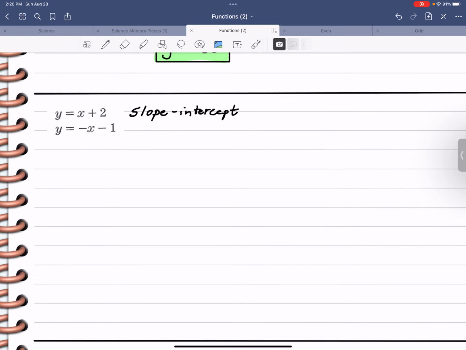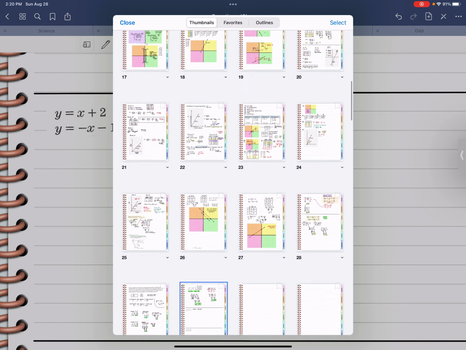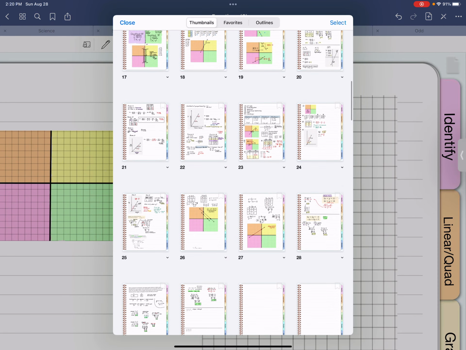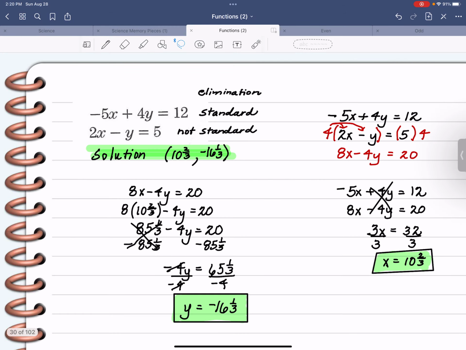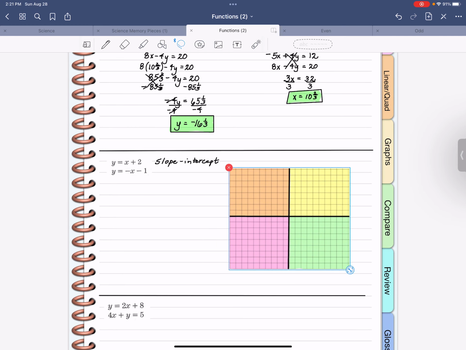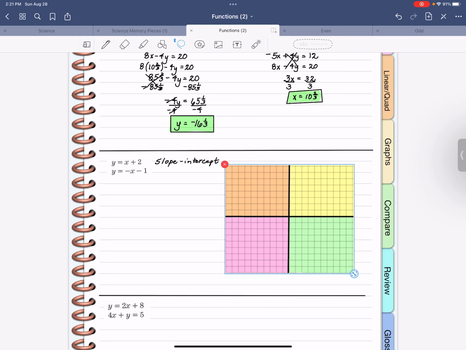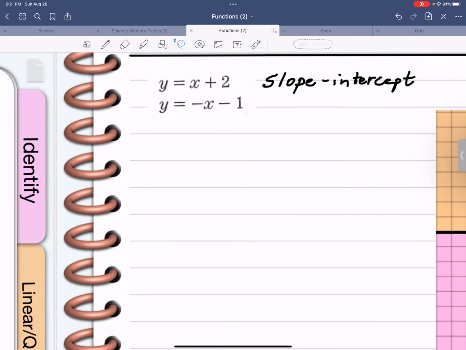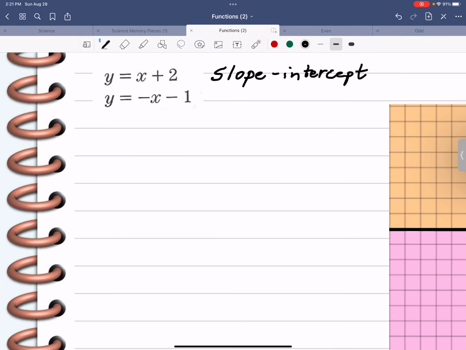All right, I need a graph for this one, so let me go back to page 1 and get that copied. And I'll go back to the page we're working on and paste this coordinate plane. So we need to graph both of these equations. Now, let's study them first before we just go hog wild and graph.